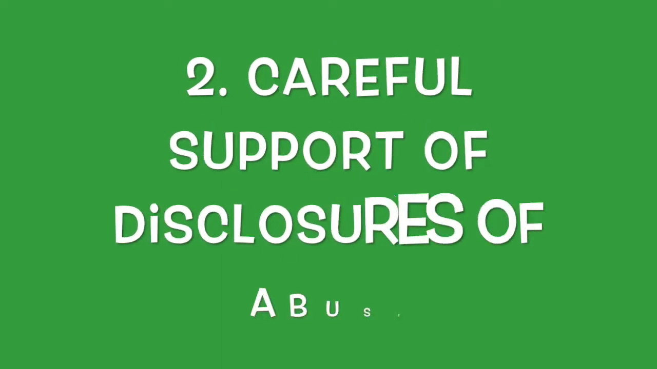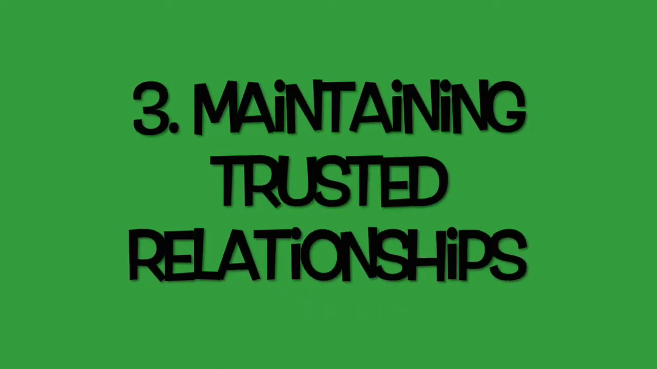Now I'm going to discuss some solutions that can help solve this problem. The 3 solutions I'm going to discuss are the active detection of abuse, careful support of disclosures of abuse, and maintaining trusted relationships with children with disabilities. This is especially important for any individual who will work with children. And I say all children because sometimes you may not be aware that a child is special needs because they may not present obvious signs.